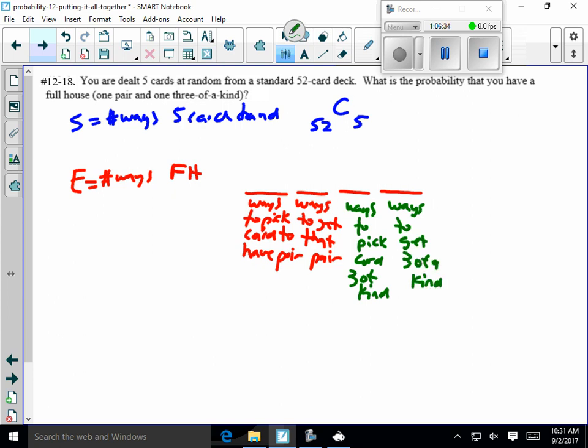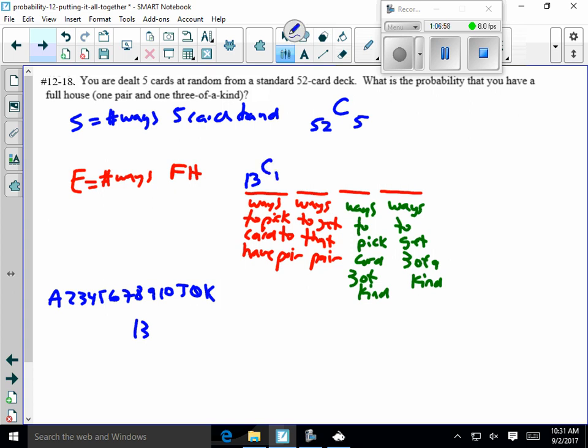Okay, so I have to pick the pair and I have to pick the 3 of a kind. The way you can think about this is, first of all, what kinds of cards do I have? I have ace, 2, 3, 4, 5, 6, 7, 8, 9, 10, jack, queen, and king. That's a total of 13 different kinds of cards. So if I have to pick a card to have a pair of, there's 13 different types of cards to pick, and I just have to pick one of those.